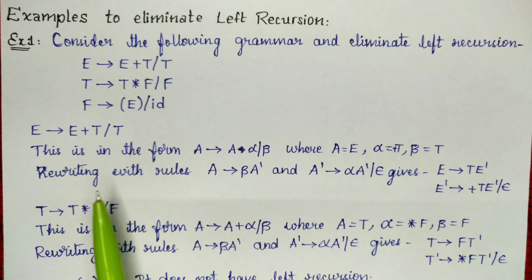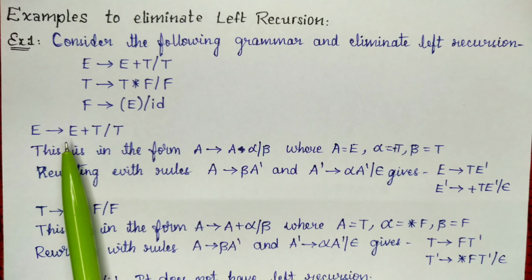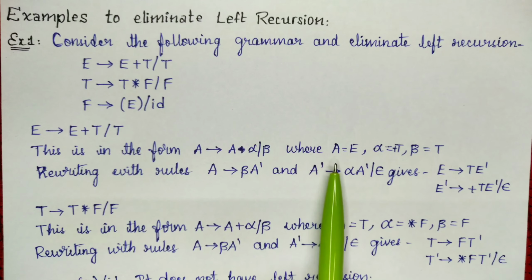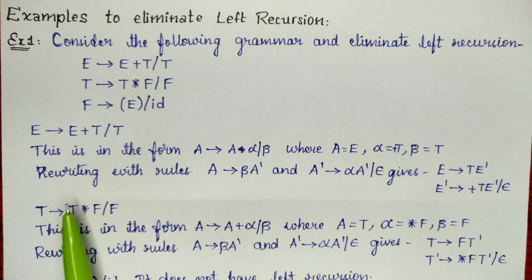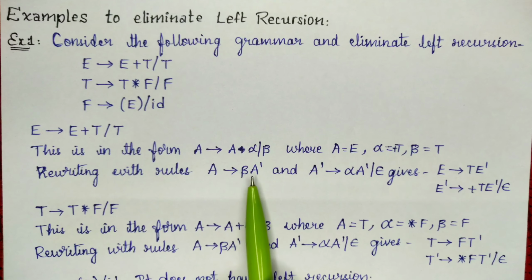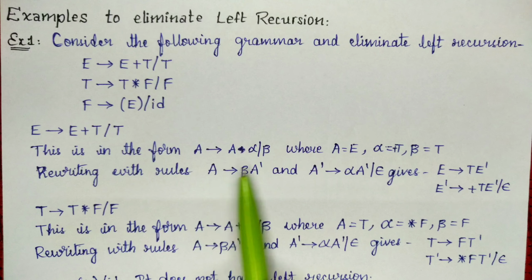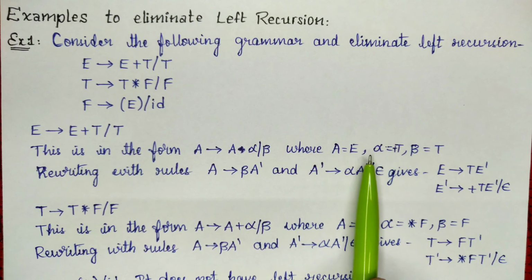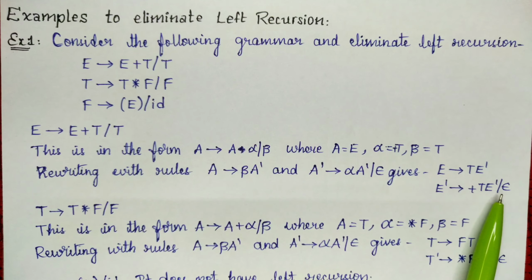Here we have the left recursion because the leftmost variable in the RHS is E and the variable in LHS is also E. So they both are same. If we compare this production with our grammar, then E is A, plus T is alpha and T is beta. So now we have to rewrite this with our rules. A implies beta A dash and A dash implies alpha A dash or epsilon. So it gives A means E implies beta means T and A dash means E dash, and E dash produces alpha, plus T, A dash means E dash, or epsilon.